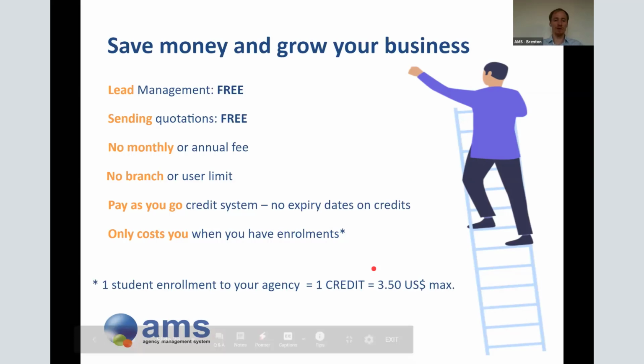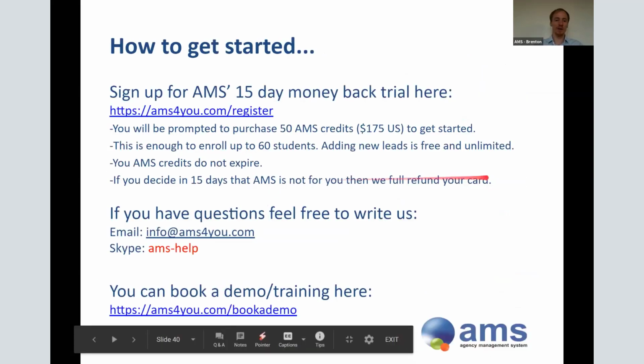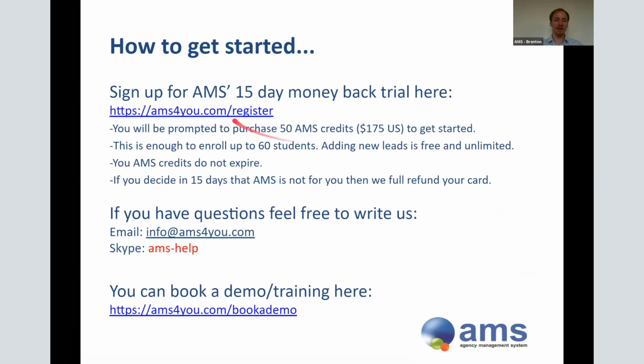And then for those of you who are new, just to tell you how to get started, you would basically just sign up at this link right here. And you have to purchase a minimum of 50 credits at the beginning. And then you get 10 credits as a gift. So your starting balance would be 60 credits, which again is enough for you to enroll up to 60 students. And there's no time limit. There's no expiry date on that. If it takes you a year or more, still you would just be using those credits that you purchased in the beginning. And if you decide that it's not for you after 15 days, then your card is refunded.